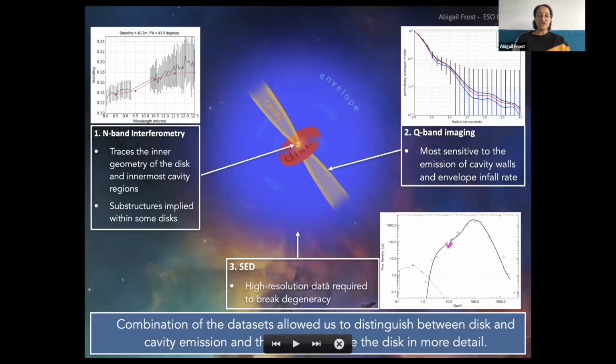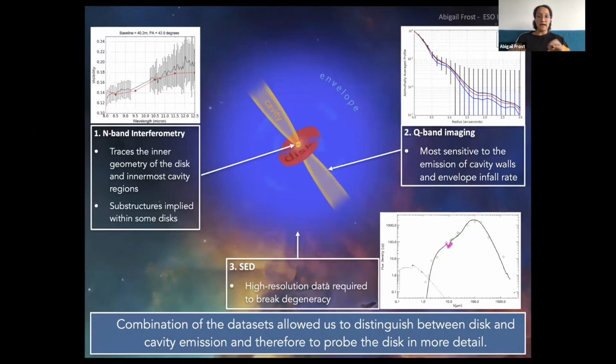We find that the Q-band imaging is most sensitive to emission being radiated from the cavity walls at larger scales because of the change in temperature, and is also sensitive to the envelope infall rate, because if your envelope is rotating and infalling, it's pushing material towards the center, which then eventually falls to the disk. And so the amount of envelope infall that we had was something that could be picked up in the Q-band image, where you're piling up all this cold dust to feed into eventually the disk. And the SED was sensitive to, as I said, the entire protostellar environment.